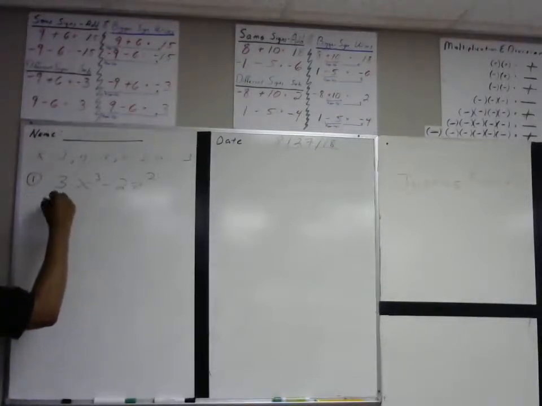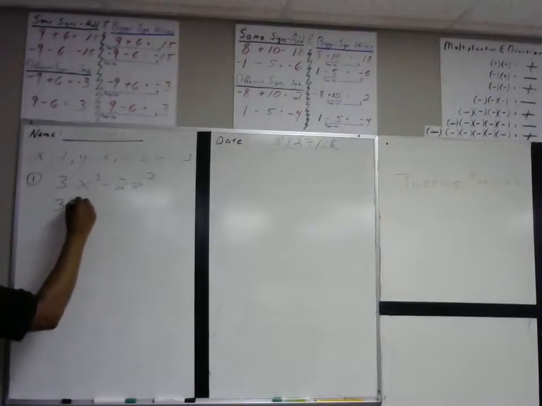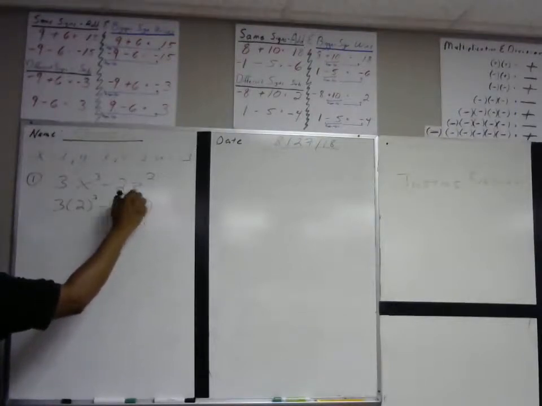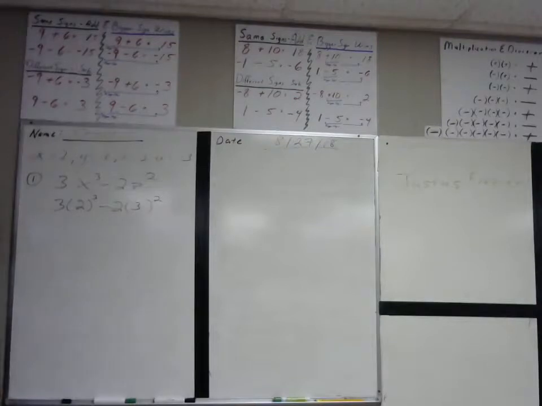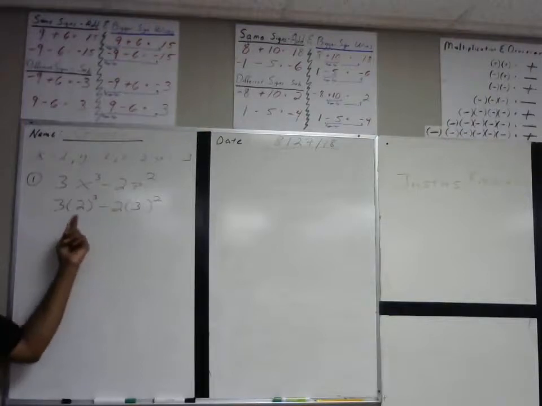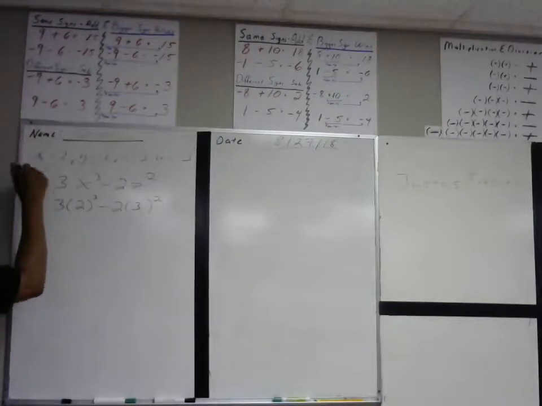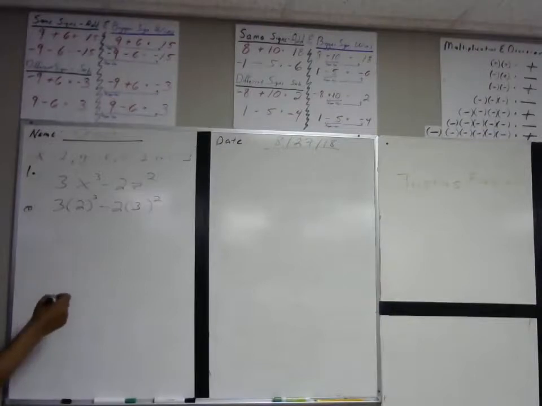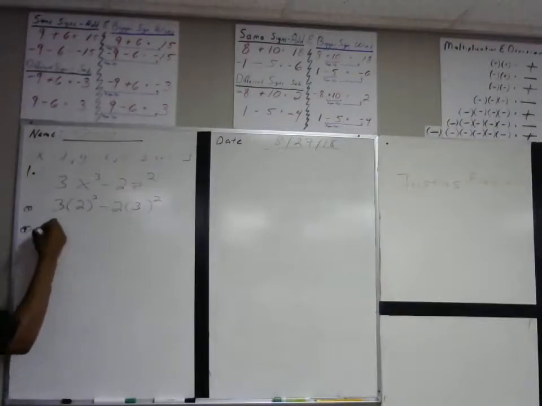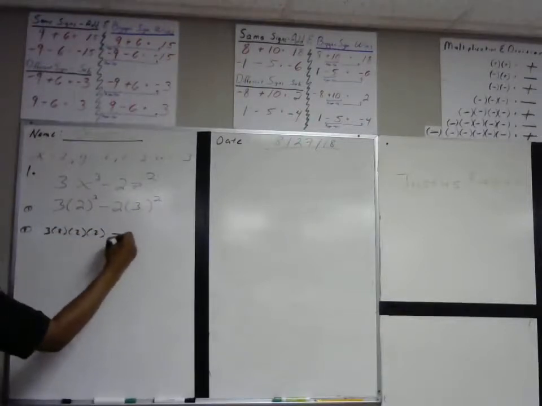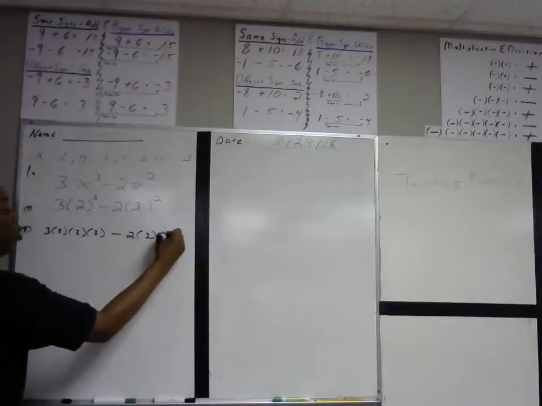Change the x to a parentheses, so we get 3 parentheses 2 to the third power minus 2 parentheses, and for the z, change that into a 3 to the second power. What I did here are substitutions for x and z. Okay. This was the first step. The second step is expansion. This is 3 parentheses 2 parentheses 2 parentheses 2 minus 2 parentheses 3 parentheses 3.